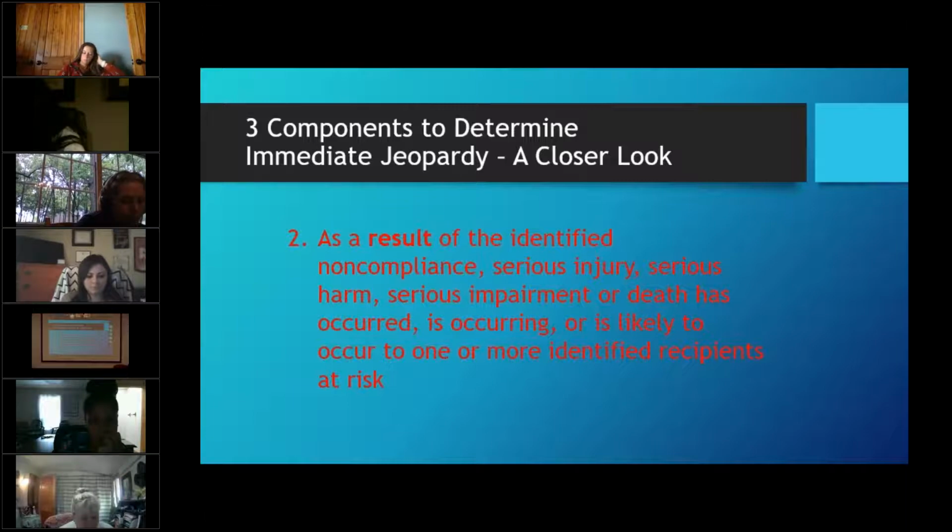Three components to determine immediate jeopardy, a closer look. As a result of the identified noncompliance, serious injury, serious harm, serious impairment, or death has occurred, is occurring, or is likely to occur to one or more identified recipients at risk. So because of that noncompliance, we've got some serious issues. Either they've already happened or they're likely to, if we don't get some immediate action really quick.